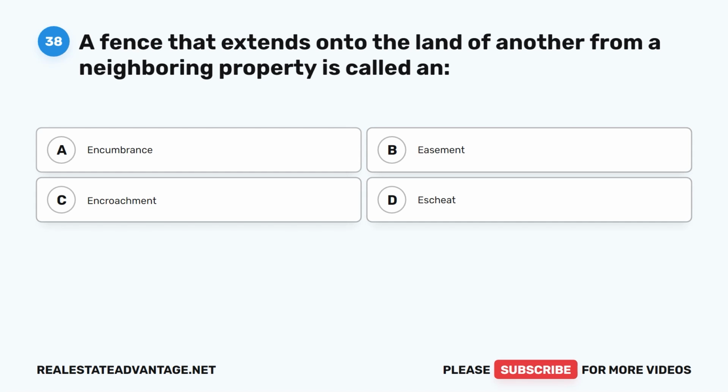Question 38. A fence that extends onto the land of another from a neighboring property is called an A. Encumbrance, B. Easement, C.